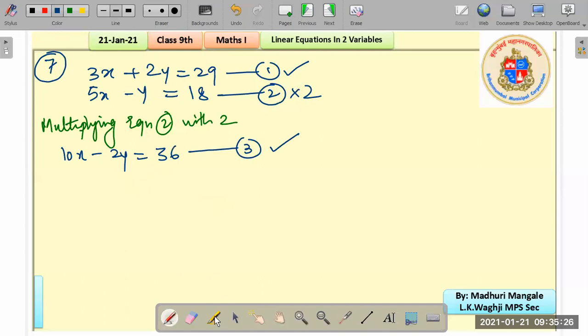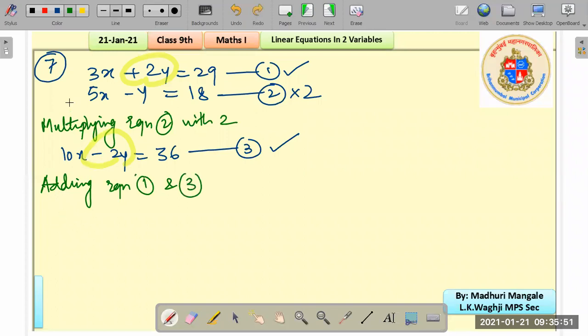Should we add or should we subtract? Plus 2y and minus 2y. Adding will make it 0. Subtracting will make it 4y. So add, right? We are adding equation 1 and equation 3. So mention it nicely like this: adding equation 1 and 3.